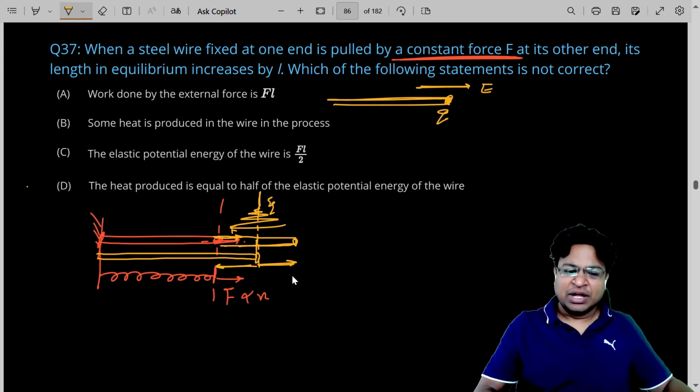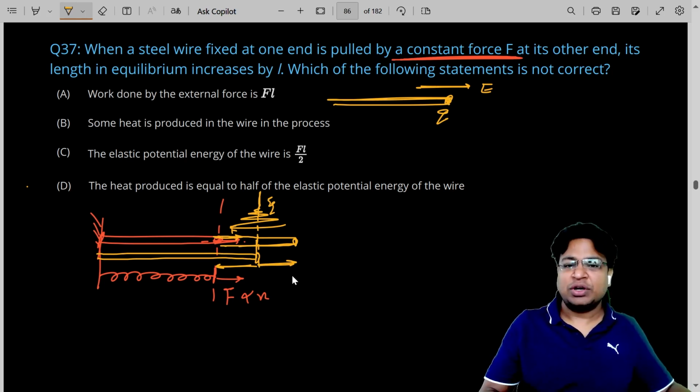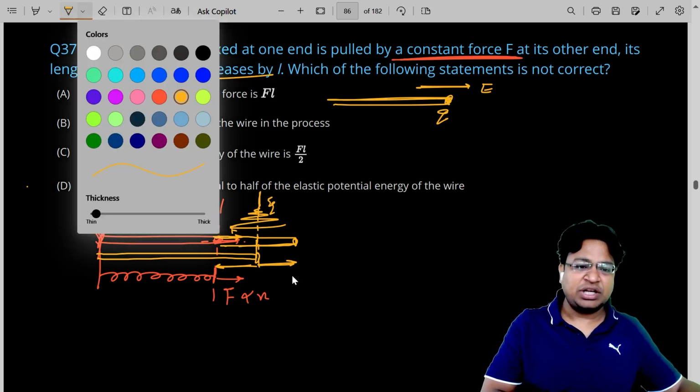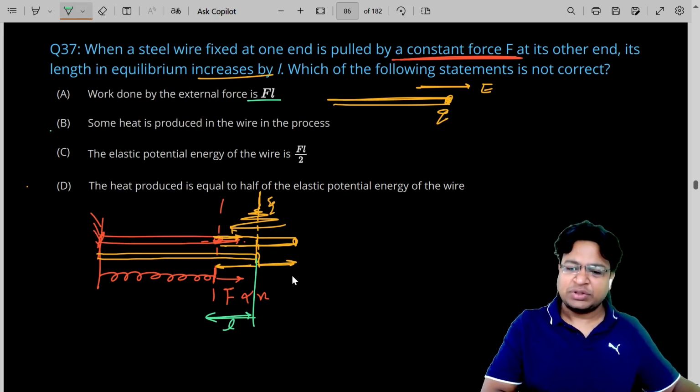In that case, the wire will definitely overshoot its equilibrium length, and then it will settle down at the equilibrium. So in this case, the energy losses have definitely happened. The question says that the equilibrium length is L. So keep in mind, guys, the equilibrium length is L. So this length is L. So work done by F is FL, that's correct.